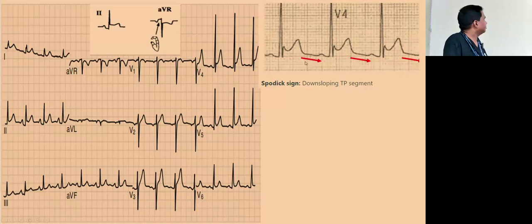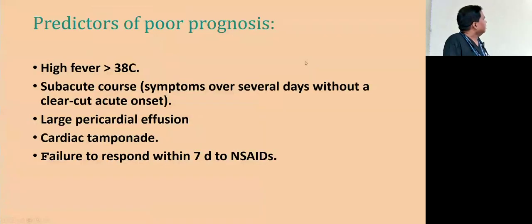So in acute pericarditis, there are major and minor criteria to say whether it is a poor prognosis or not. The major predictors of poor prognosis are high grade fever of more than 38 degrees Celsius and a subacute course.